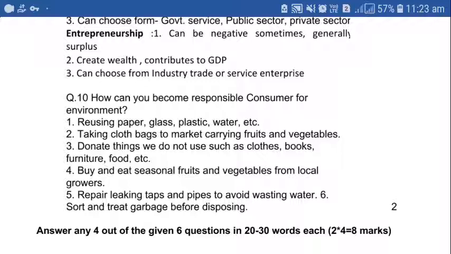Now the next point is repair leaking taps and pipes to avoid wasting water. Number 6, sort and treat garbage before disposing. So as a consumer, we can repair our leaking tap so that we can save the water, and we can sort and treat the garbage before disposing. So we should not throw the solid garbage, because it will take a long time to dispose. We can crush the garbage or make small pieces of it and then throw it. So you can write these answers in your own words also.